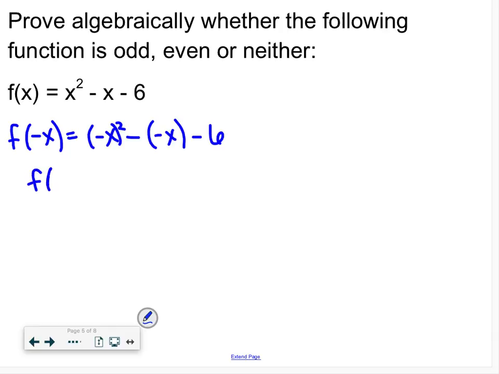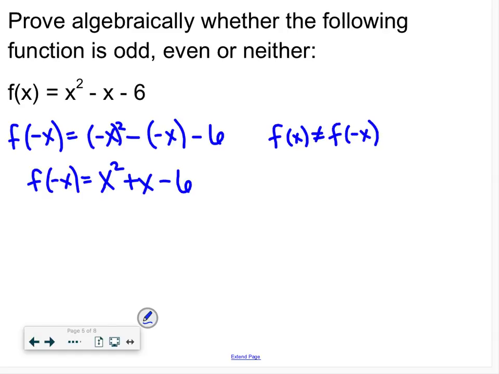So what happens is we have, well, negative x, the quantity squared, goes to x squared. Minus negative x turns to plus x, and then we have minus 6. Are f of x and f of negative x the same? Okay. So we know that we don't have an even function. I told you that, but now we officially know. Okay. So now we need to look to see if it's odd.